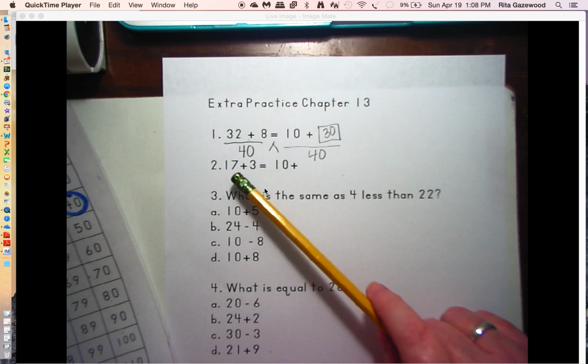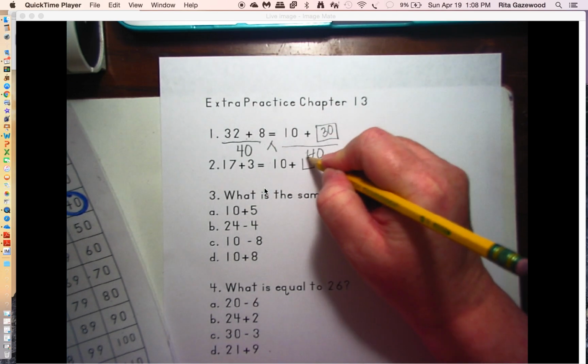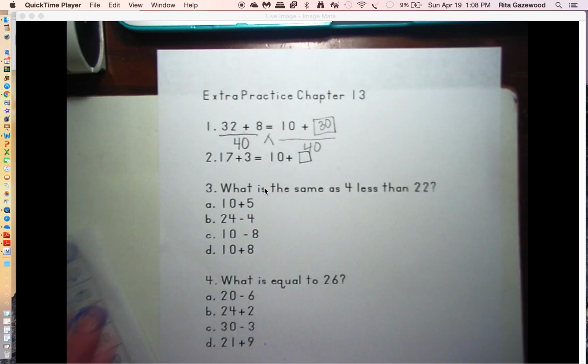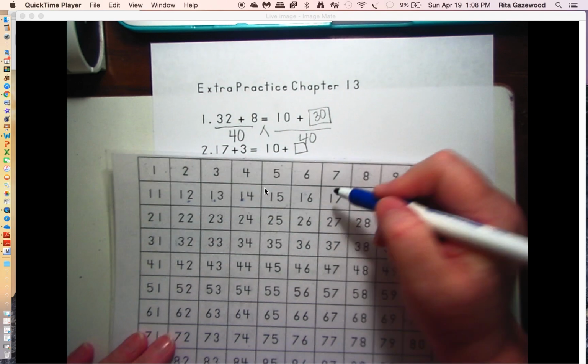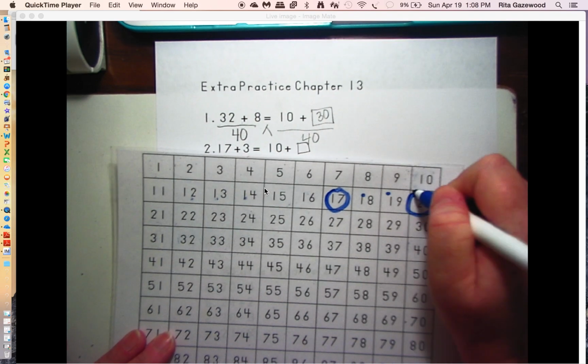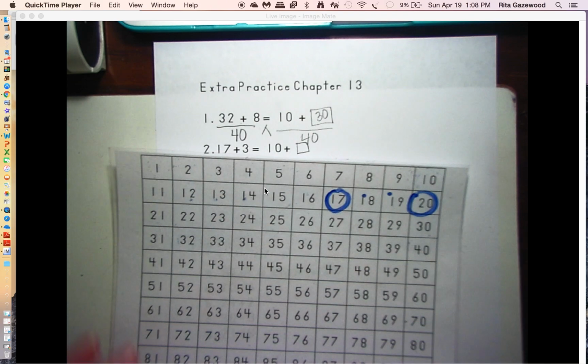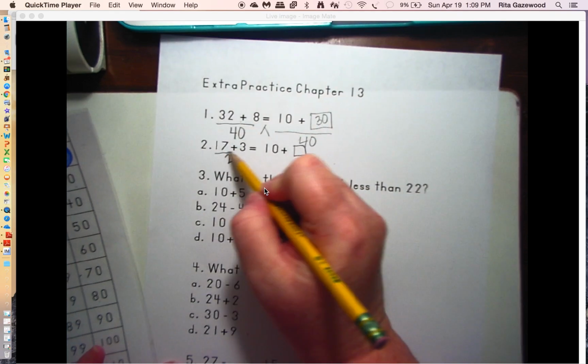So the next problem is very similar to that one. It's saying 17 plus 3 equals 10 plus something. Okay, so what is 17 plus 3? So let's count up to figure that out. 17 plus 3 more. 1, 2, 3. What did we land on? 20. So 17 plus 3 equals 20.